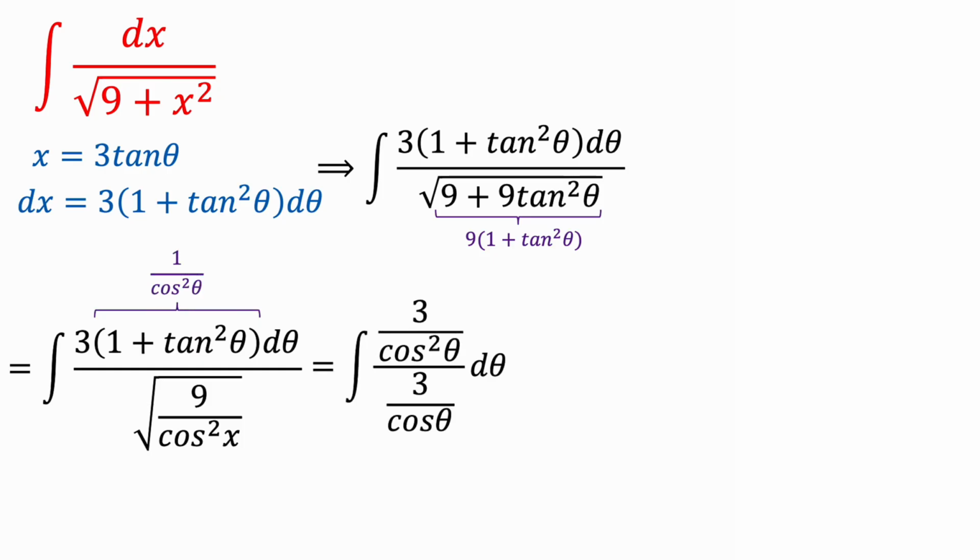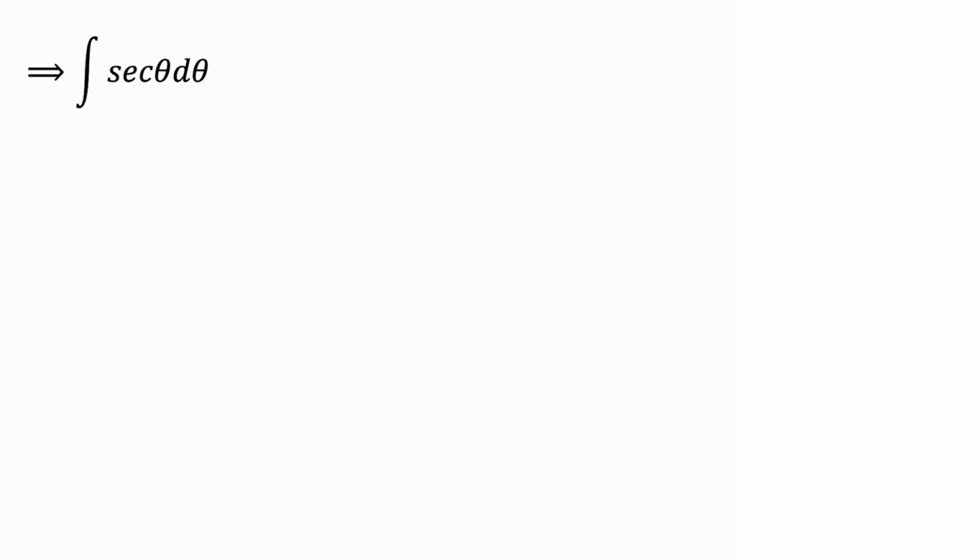What do we have in the numerator then? We have 3 multiplied by 1 plus tangent squared theta. And 1 plus tangent squared theta, as we've mentioned before, is equivalent to 1 divided by cosine squared theta. The numerator is 3 over cosine squared theta. The denominator is 3 over cosine theta. Simplifying this is quite elementary. We obtain the integral of d theta over cosine theta. What was d theta over cosine theta? What was 1 over cosine theta? Excellent. Secant theta. We arrived at the integral of secant theta.